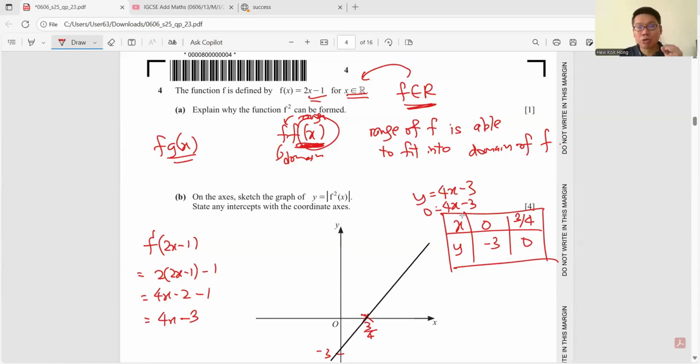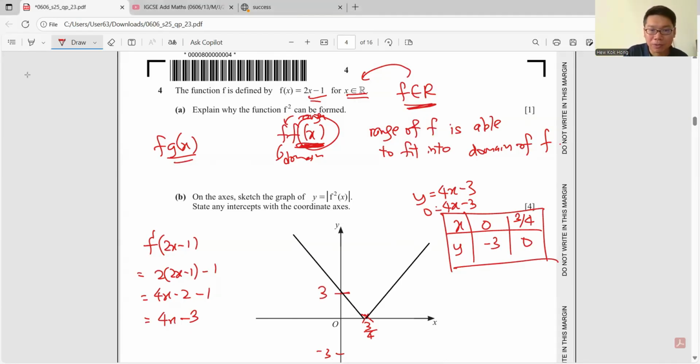After you successfully draw your straight line graph, only then you think about the modulus. The modulus means everything below the x-axis needs to flip up, which means I don't want this part anymore. I want to flip it up. After the flip up, minus 3 will become 3. So I clearly indicate that this is 3 and this is 3/4. Then I can successfully get these 4 marks.